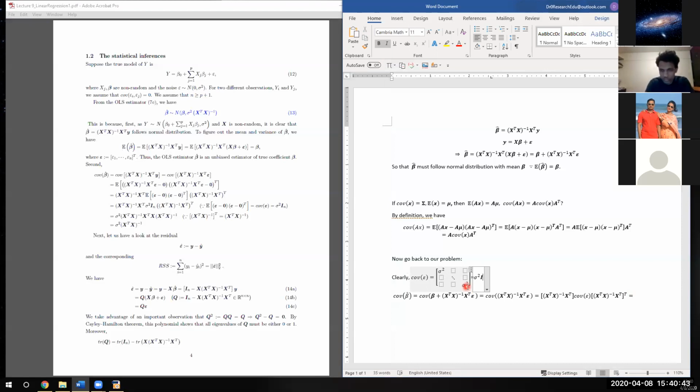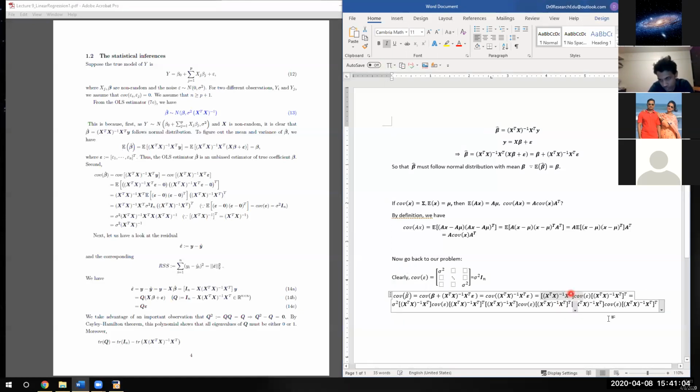where I is the identity matrix. What's the dimension of this? Let me see. It should be N, because I have a total of N data. So this simply equals sigma squared of this.